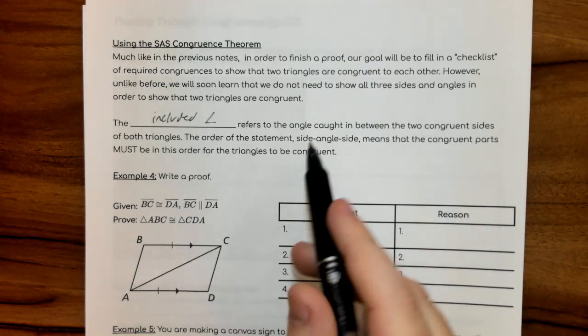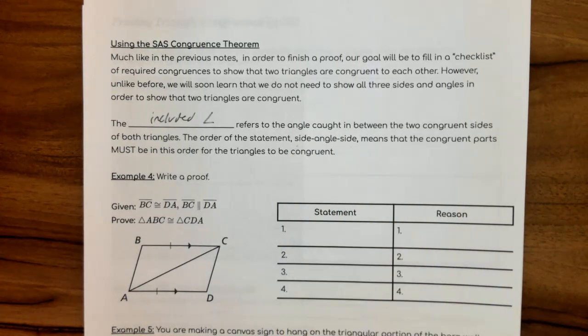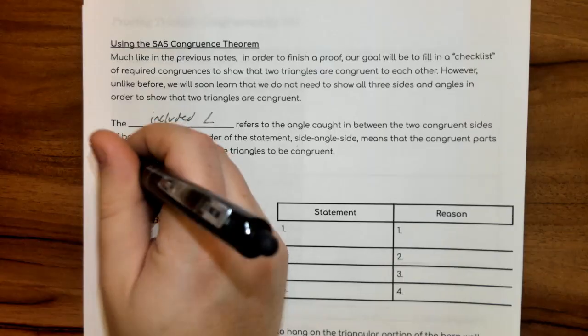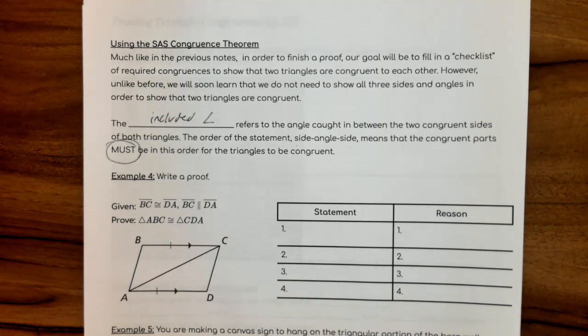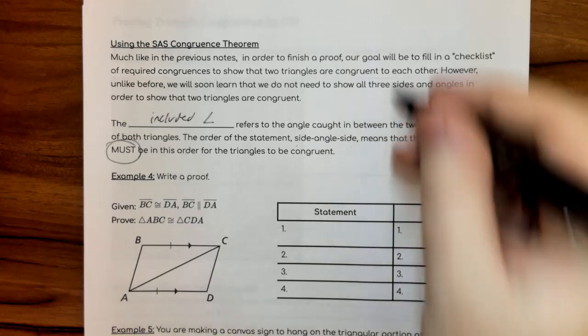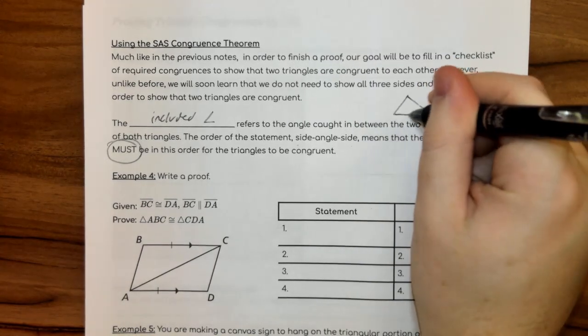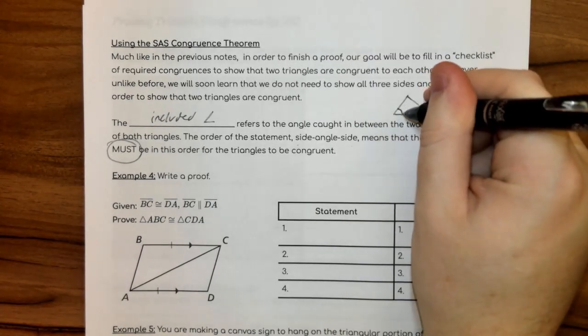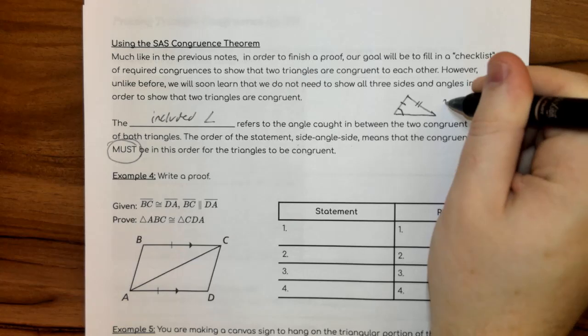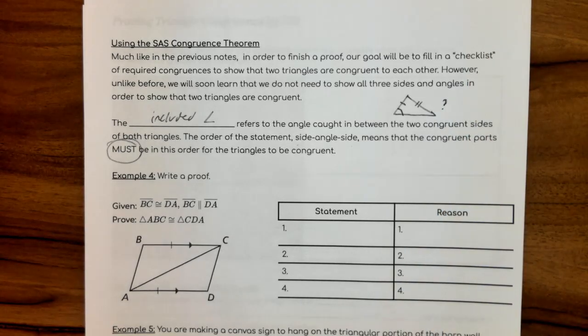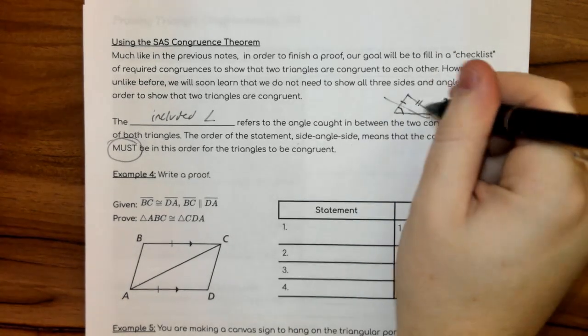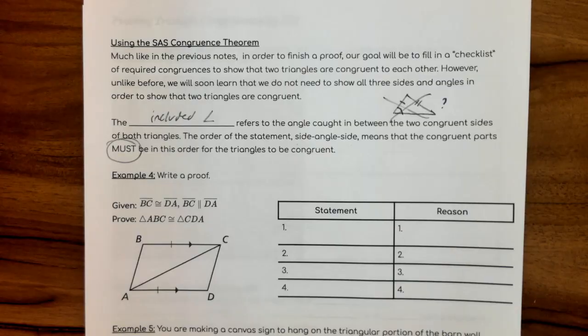And the order of the statement, side, angle, side, means the congruent parts must be in this order for the triangles to be congruent. I always joke around and say, can you imagine the horror of naming a theorem based off an angle, a side, and another side? The naming convention would be so bad, there is no such thing as that theorem.